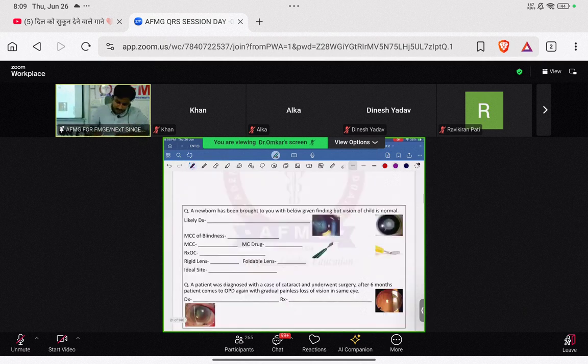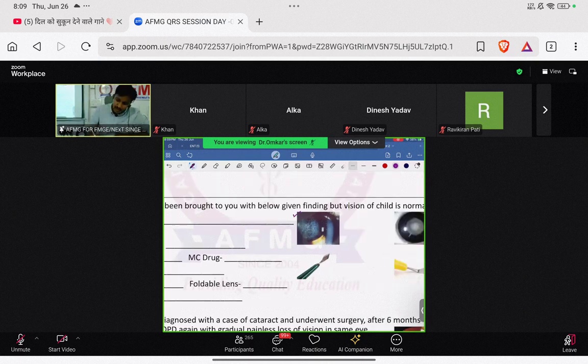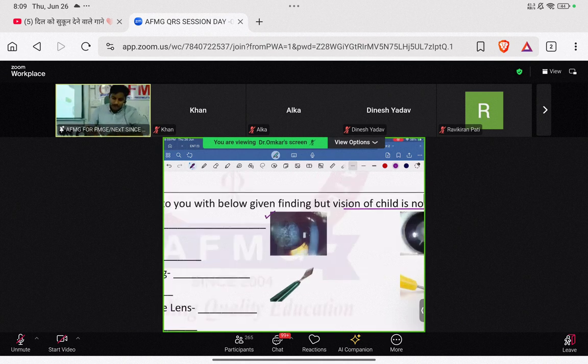Next important, beta, a question where they say a newborn has been brought to you, बच्चे, with the below given finding. ये finding दिख रही है, but the vision of the child is absolutely normal. What is the likely diagnosis? So we know, beta, here क्या दिख रहा है? This is the lens. In the lens, beta, are you able to see that the lens is completely transparent? No, there are some whitish opacities in the lens. हमें पता है normally the lens should be transparent. But if there is any kind of opacity in the lens, that is what is called cataract. हमें पता है if there is opacity in the lens, will the rays of light be able to fall on the retina? No, and that will cause vision loss, beta, in the patient.